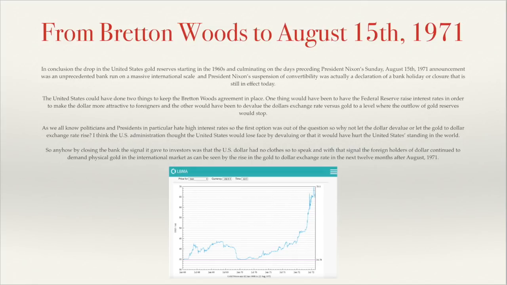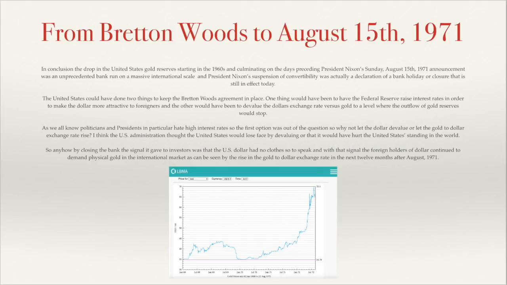And President Nixon's suspension of convertibility was actually a declaration of a bank holiday or closure that is still in effect today. Remember that he said that he was suspending it temporarily, and we're still in the temporary right now.